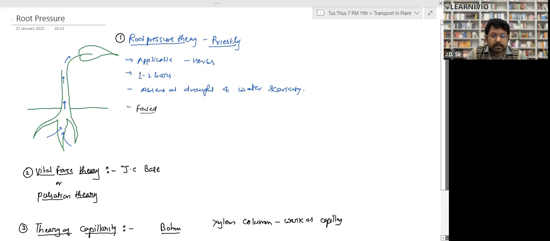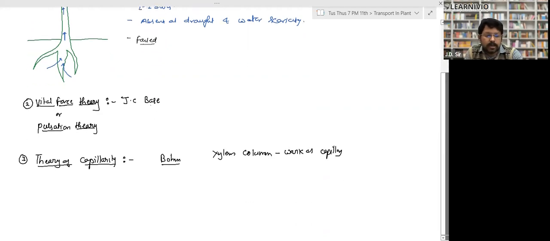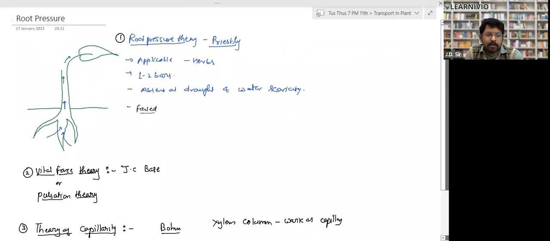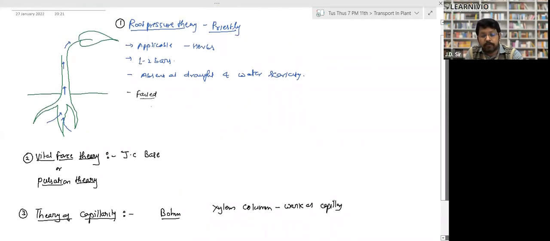You have to keep this concept in your mind, because these three theories are not in your NCERT, right? Root pressure theory, vital force theory, theory of capillarity. They are not in your NCERT, but they are very important for your medical examination, right? So this is the root pressure theory. Did you get my point? Yes, sir.